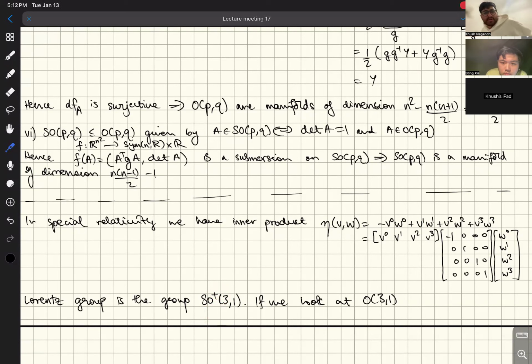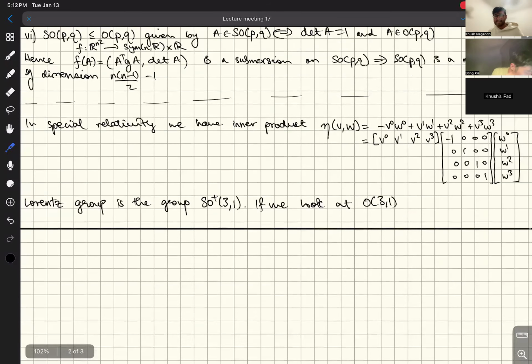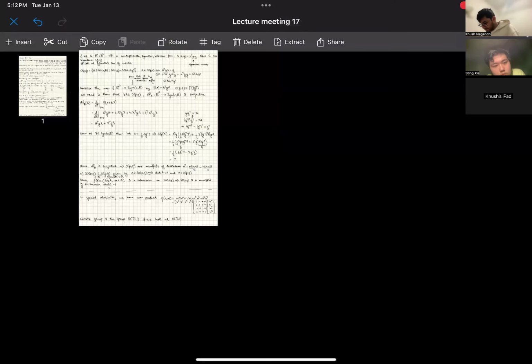Similar to why, when you're looking at rotations, scaling and then rotating is basically the same thing as rotating, right? So it's good enough to look at the special orthogonal group, but also the ones that preserve time orientation and space orientation. So that's what this thing is.